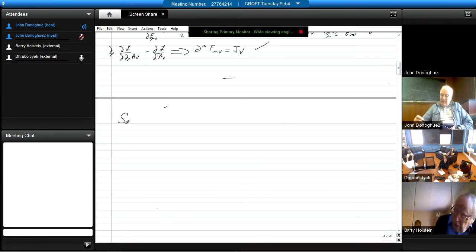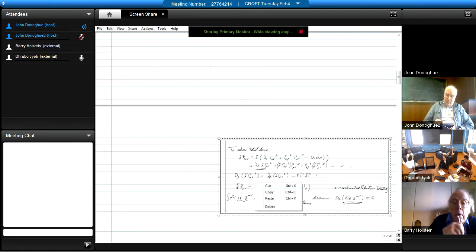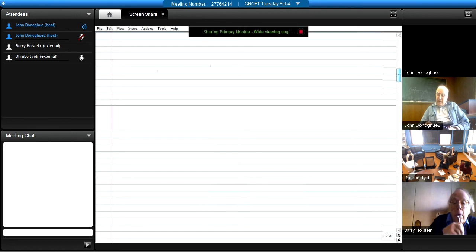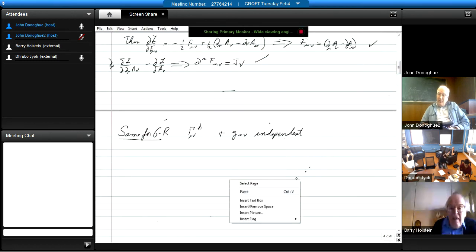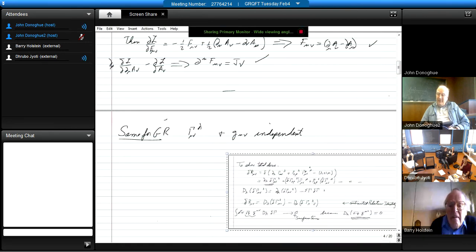If we do this for general relativity, you treat the connection \Gamma^\lambda_{\mu\nu} and g_{\mu\nu} as independent. Actually, I've saved this here. This is from last time. Let's see if I can move it up. Cut. Paste. There we go. Good.